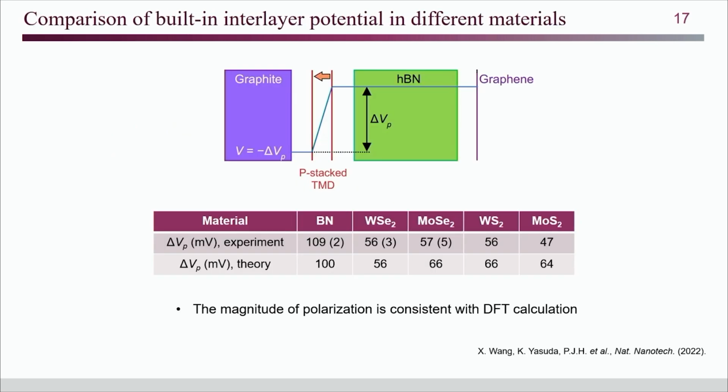So we can compare the built-in interlayer potential in these 5 sliding ferroelectric materials. The interlayer potential is basically the potential between the parallel stacked TMD or the parallel stacked BN. And our experiment gives a reading that the delta VP is around 110 meV for the boron nitride, and the value is about half for the other 4 TMDs. And they also agree with the DFT calculation.